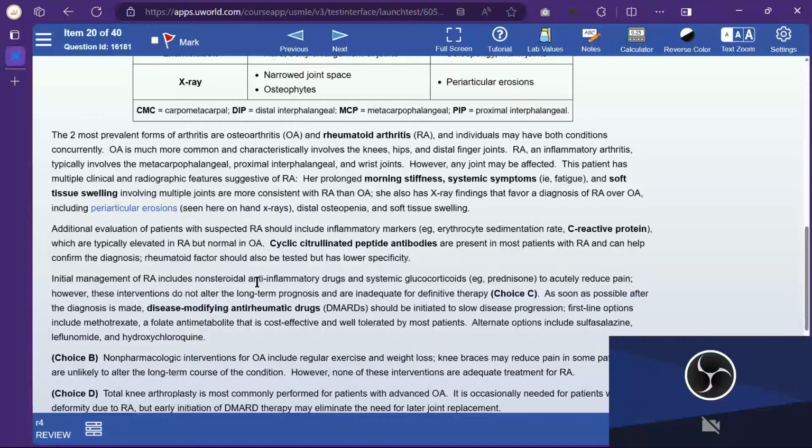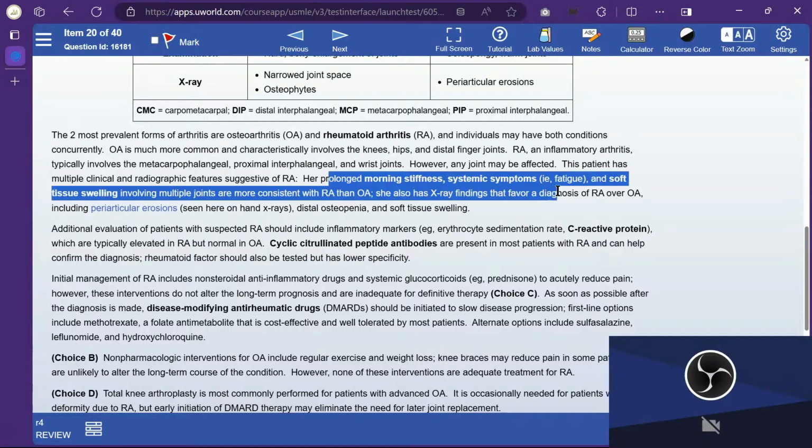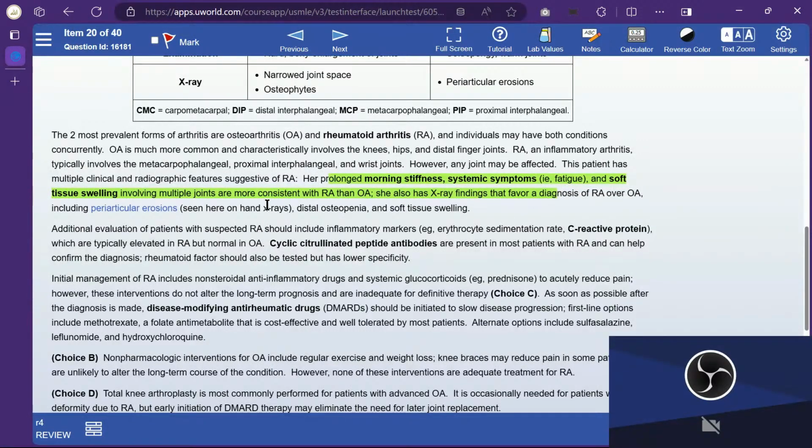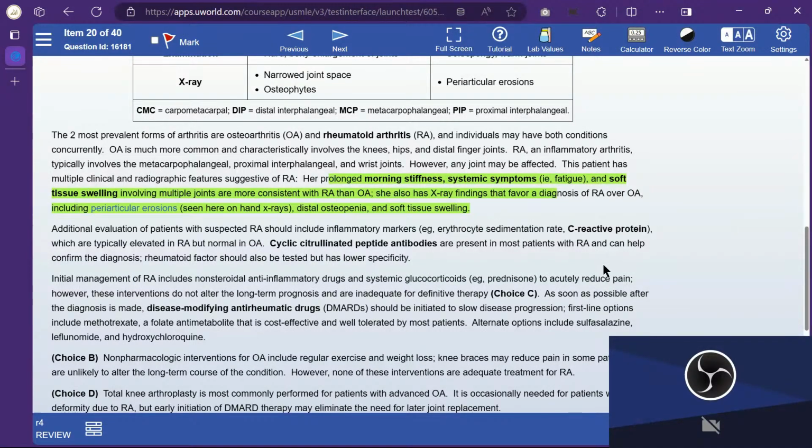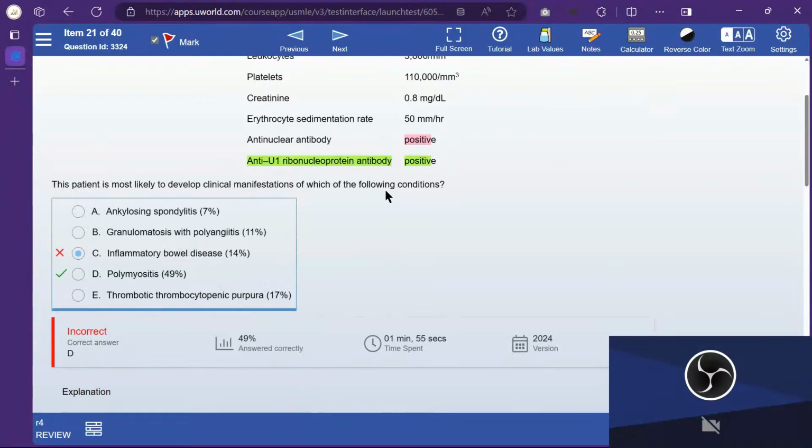In RA, methotrexate should be started here. Morning stiffness, fatigue, systemic symptoms, soft tissue swelling, and multiple joints affected are more consistent with RA. X-ray shows periarticular erosion, distal osteopenia, and soft tissue swelling, consistent with RA.